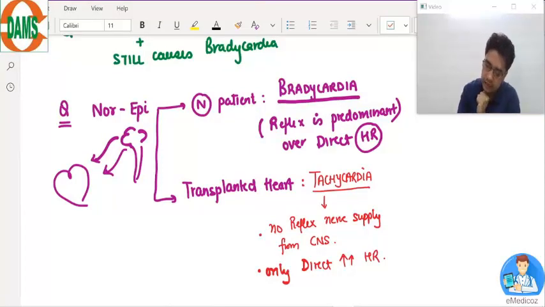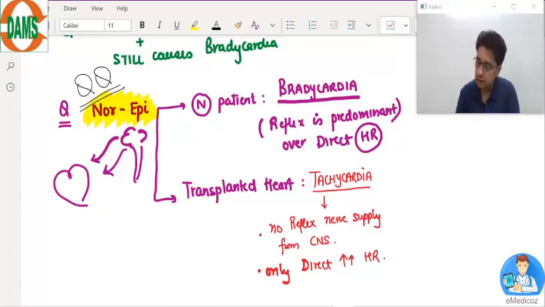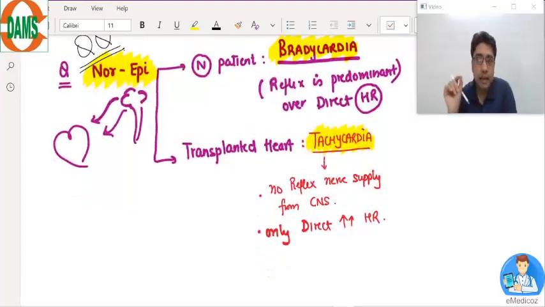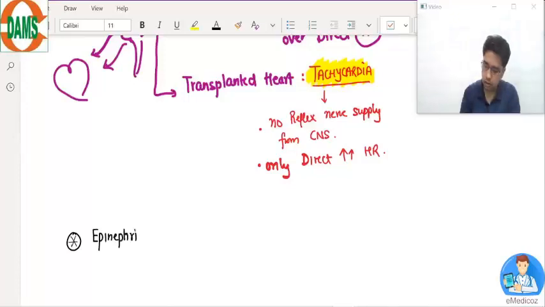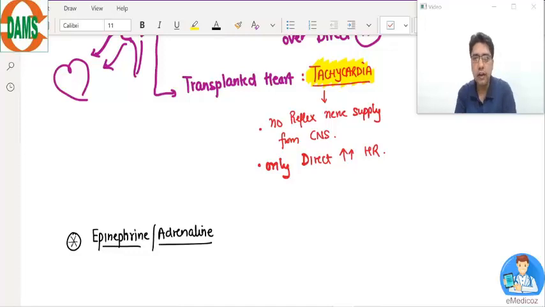This question has been asked many times: norepinephrine in a normal person produces bradycardia, while in a transplanted heart patient it produces tachycardia. And the last drug we will write is epinephrine, or adrenaline, one and the same thing.